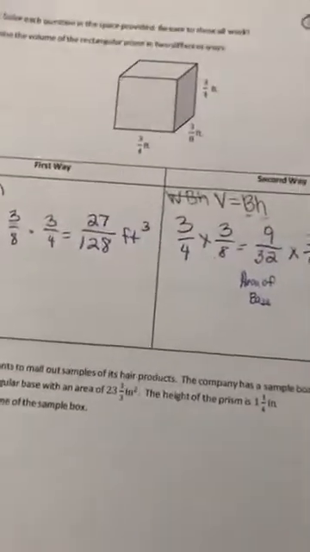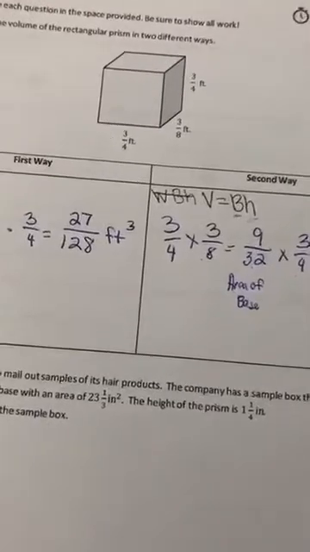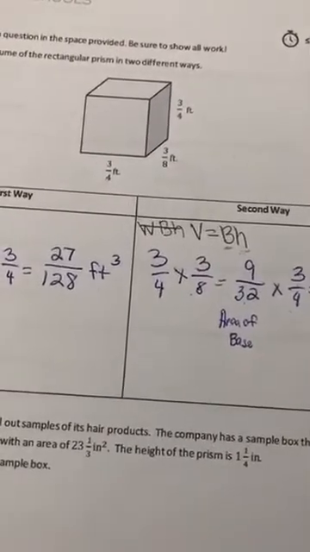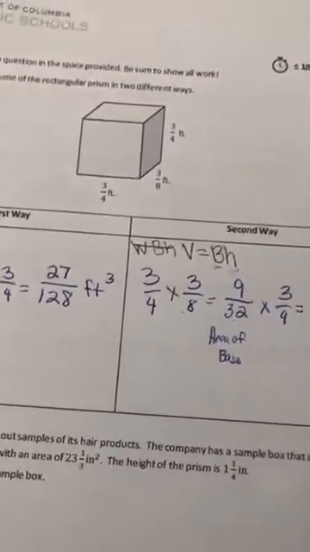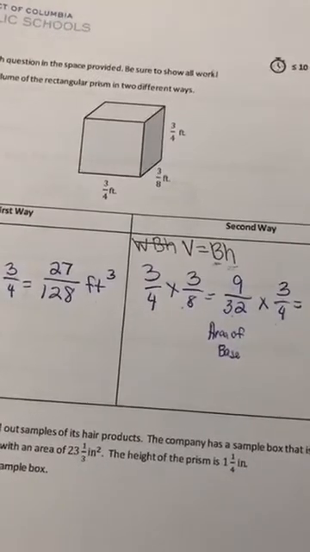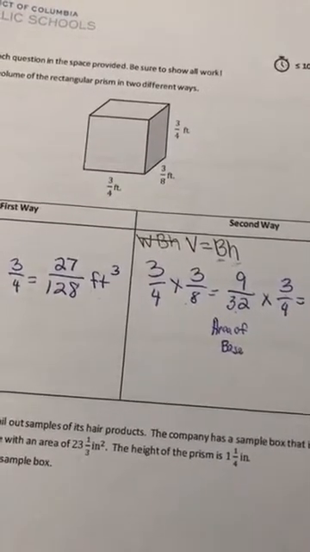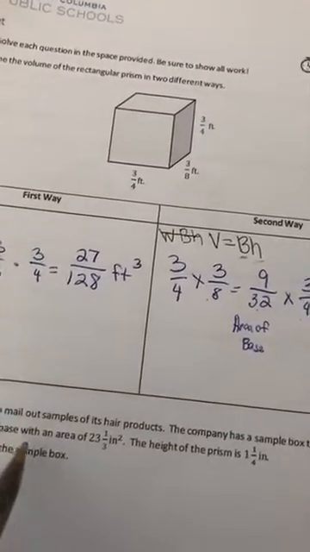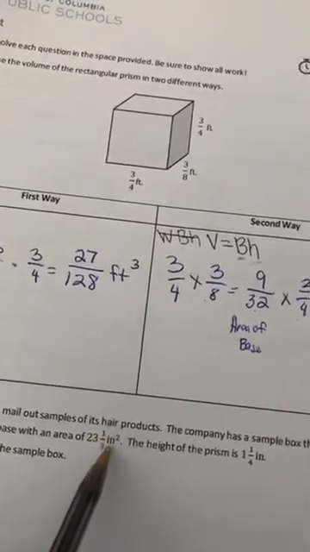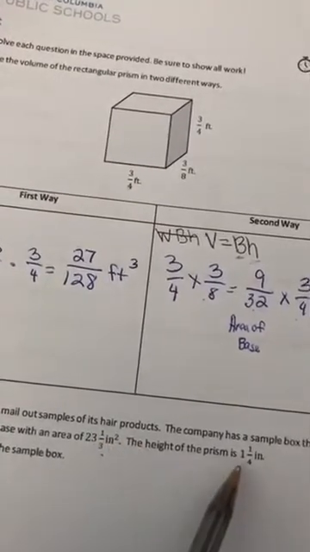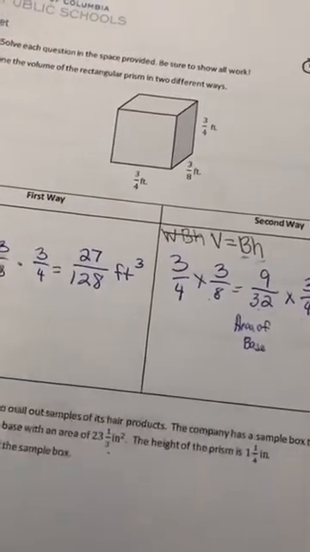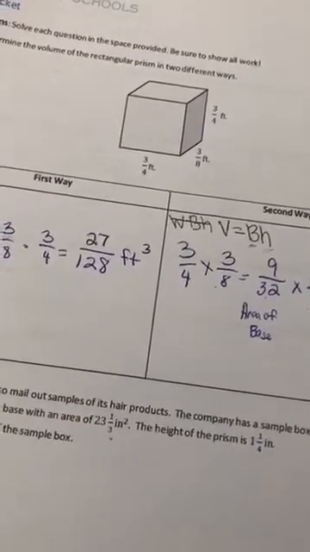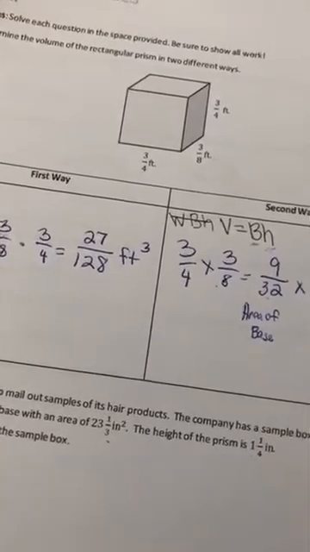So I'm going to read it to you. A new company wants to mail out samples of its hair products. The company has a sample box that is a rectangular prism with a rectangular base with an area of 23 1/3 inches squared. The height of the prism is 1 1/4 inches. Determine the volume of the sample box. What would I need to do? What formula would I use?